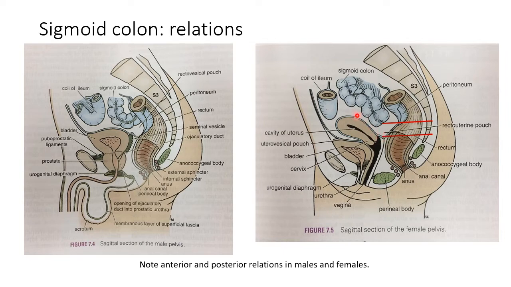So these are the anterior relations in the female, and these are the anterior relations in the male. S3 corresponds to the end of the sigmoid colon and the beginning of the rectum, so that's the rectum.